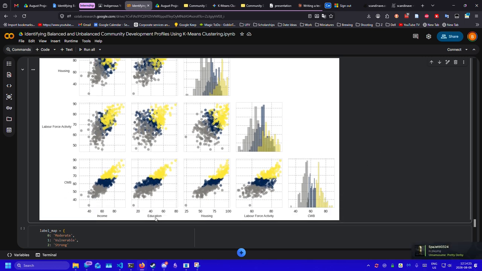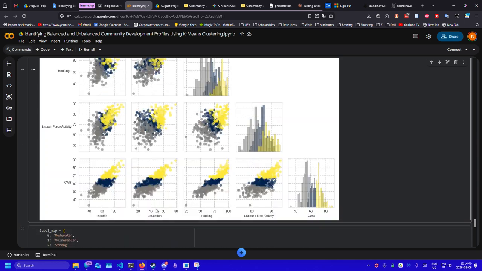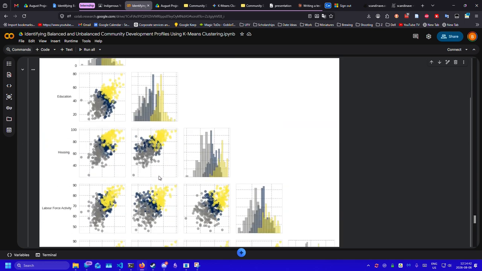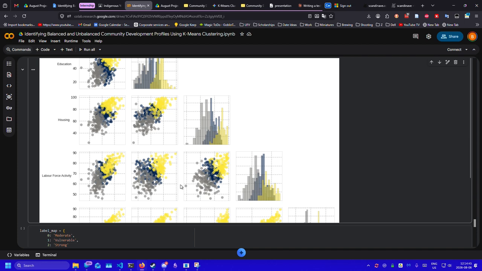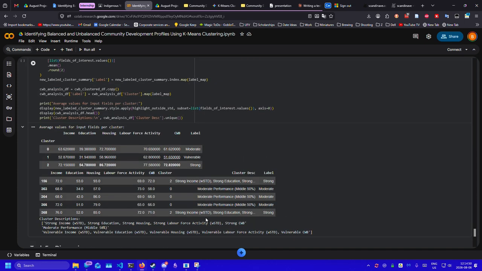Interestingly, the education and labor force activity was very scattered, which shows how having higher education doesn't necessarily indicate more activity, but we do see a high correlation to income. But yeah, that is everything that I've produced.